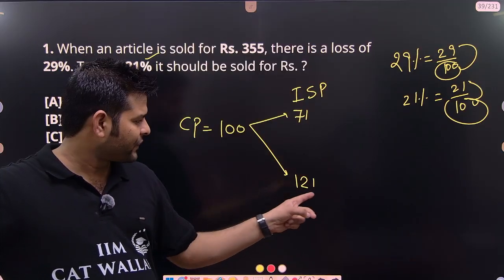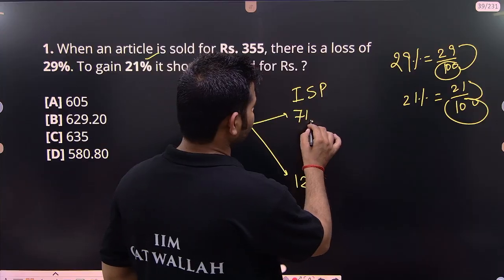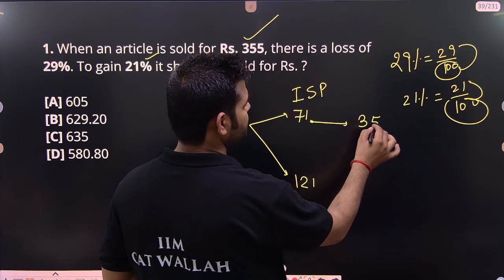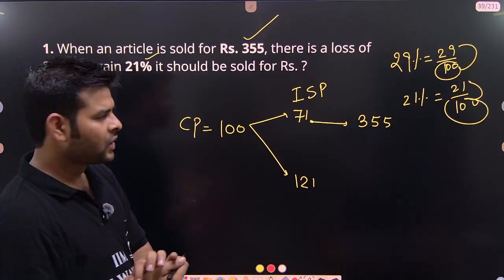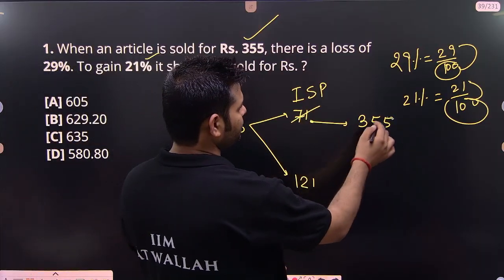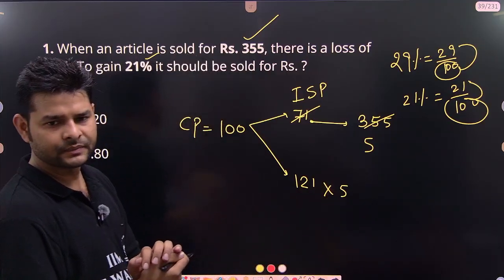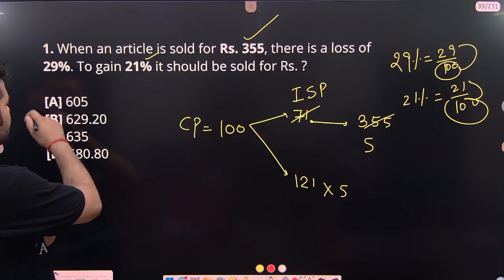So what would be the value of 121? What is the value of 71 units? 355. This is representing 71 units. So 1 unit would be 5. So what would be the 121 units? 605.